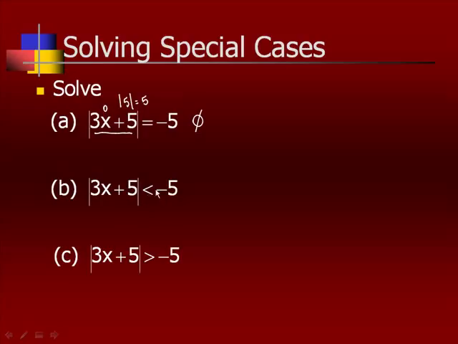Can we have the distance from 0 being less than negative 5? No, no solution. Now, can we have the distance from 0 being greater than negative 5? Sure, every absolute value is going to be greater than negative 5. Actually, it's going to be greater than 0. So in this case, we say, hey, every number you put in there and take the absolute value is going to be greater than negative 5.